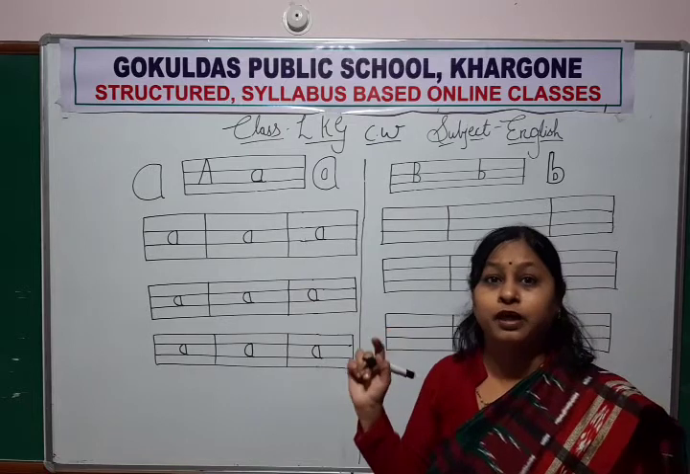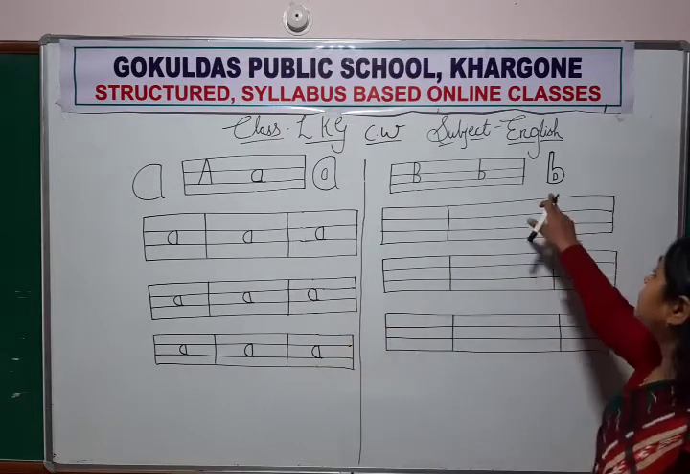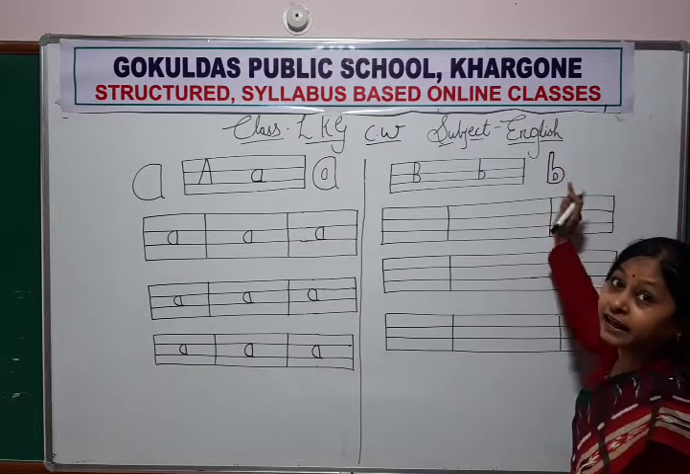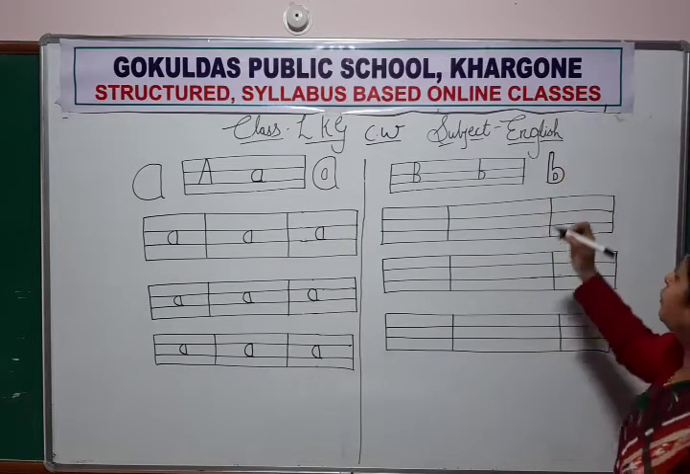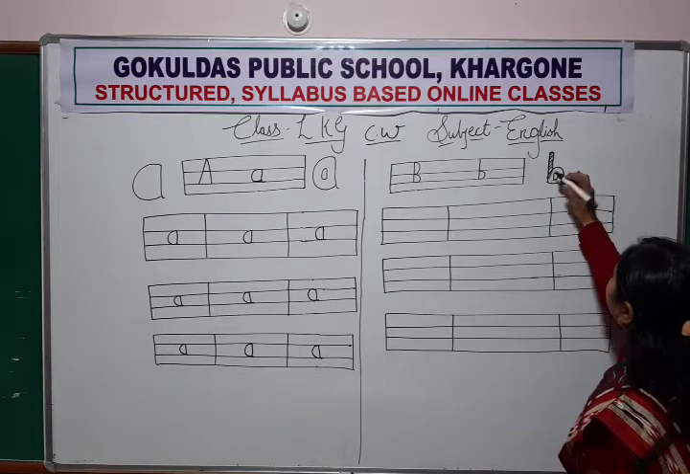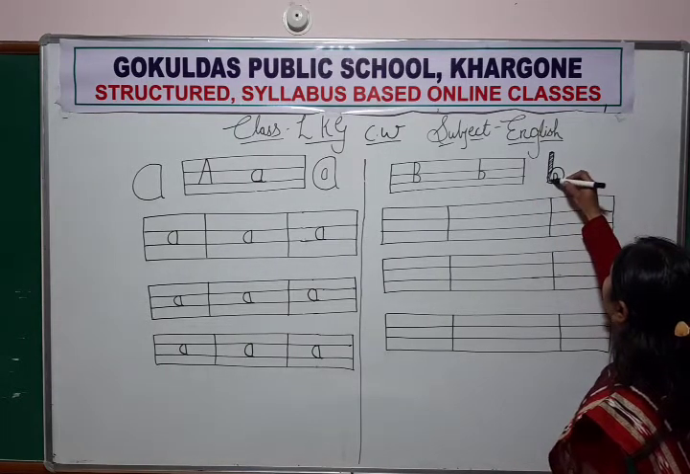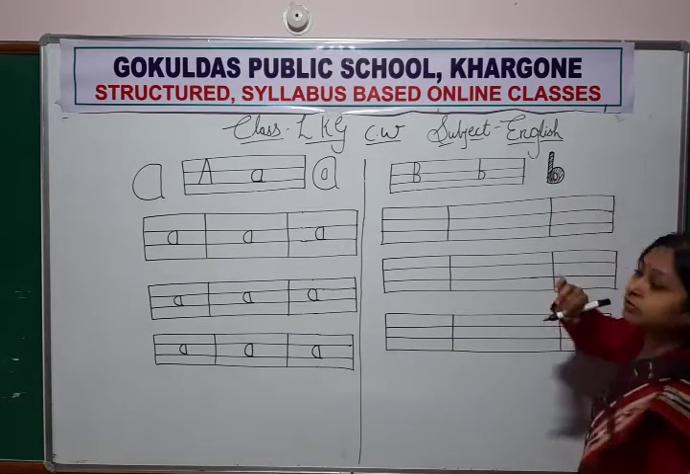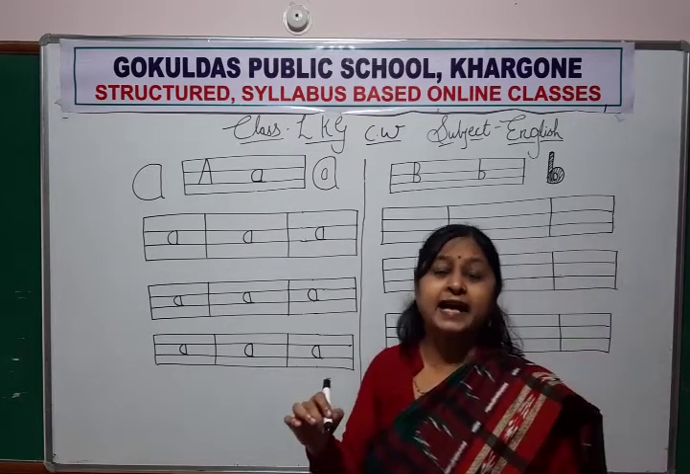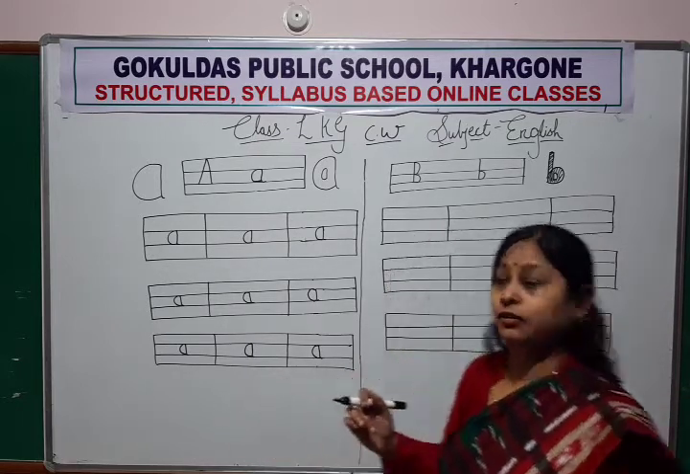Before you start to write, you have to make baby B like this, and you have to color it. What you have to do? You have to color like this. Okay. And the color should not come out.